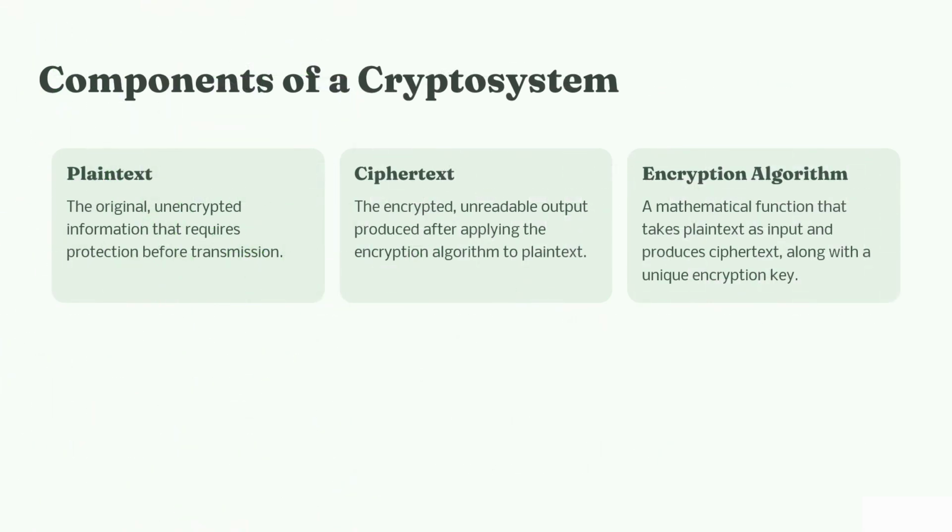Here come the components of the cryptosystem. There are 6 components in the cryptosystem. The first slide consists of the plain text, ciphertext, and encryption algorithm, followed by the decryption algorithm, encryption key, and decryption key. The plain text is the original, unencrypted information that requires protection before transmission, and the ciphertext is the encrypted text, produced after applying the encryption algorithm to plain text. The encryption algorithm is the mathematical function that takes plain text as input and produces the ciphertext along with the unique encryption key.